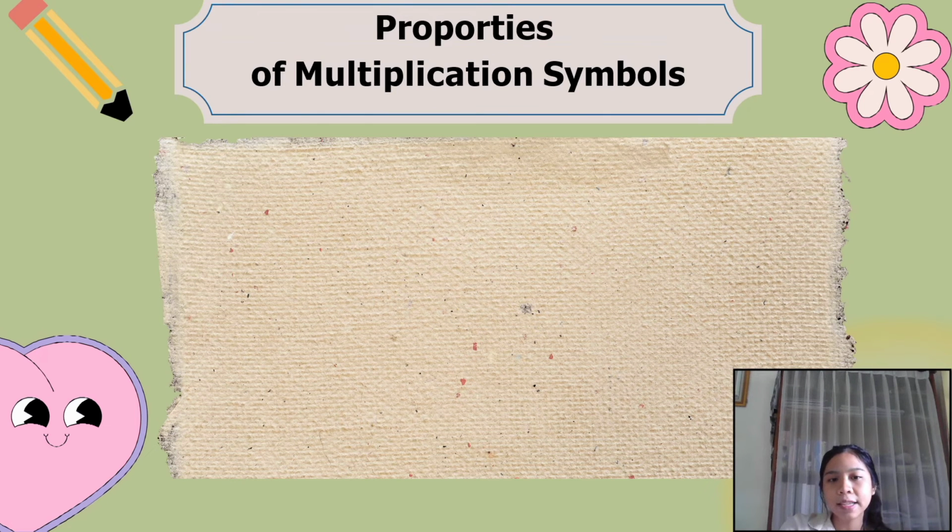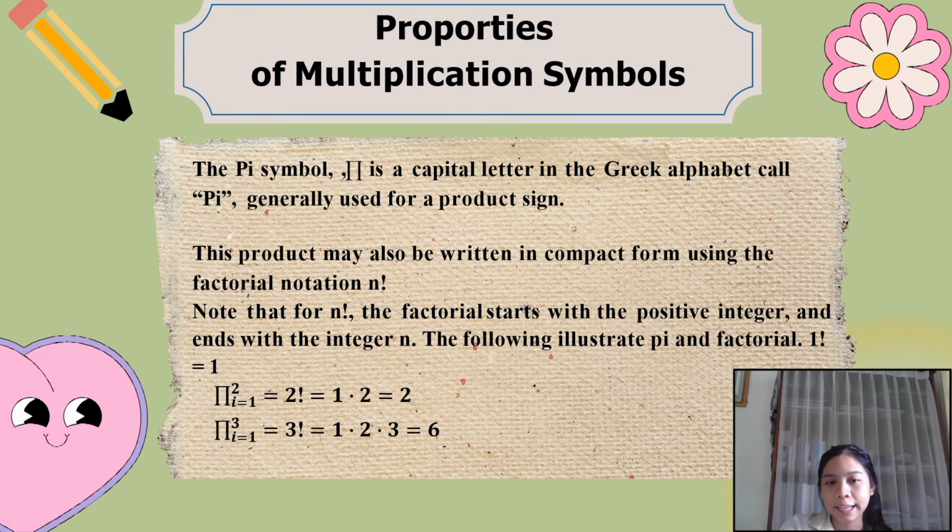The next, properties of multiplication symbols. The pi symbol, pi, is a capital letter in the Greek alphabet called pi, generally used for a product sign. This product may also be written using the factorial notation, n factorial. Note that for n factorial, the factorial starts with a positive integer and ends with the integer n. The following illustrates pi, n factorial.